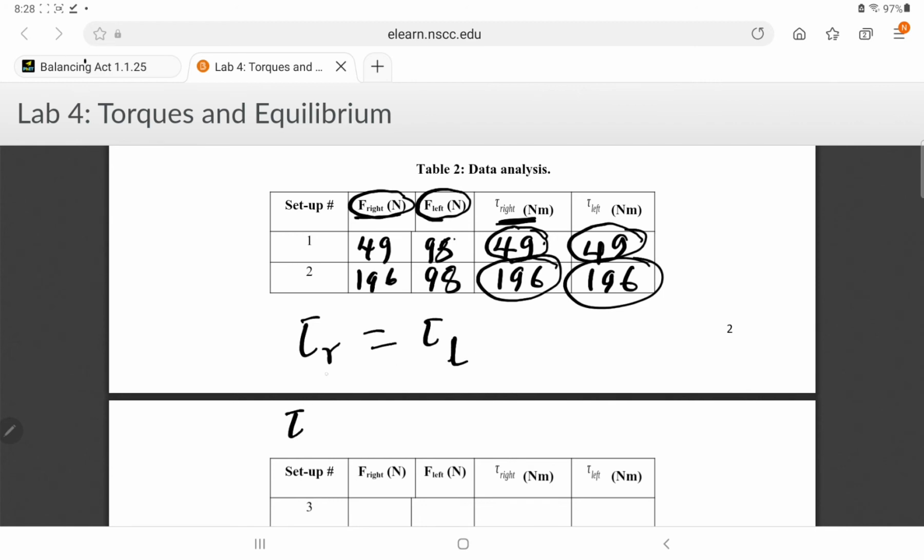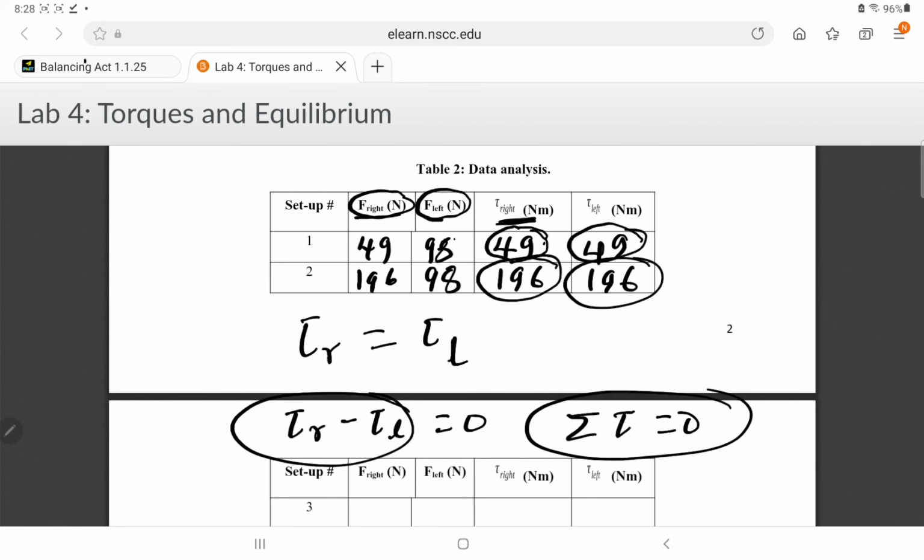So if I rearrange this equation, tau right minus tau left is equal to 0. That is, this is the sum of the torques, right? Summation tau is equal to 0. So the condition of equilibrium is verified by experiment. When the system is in equilibrium, the total torque acting on that system is equal to 0. Okay, you can do other data.